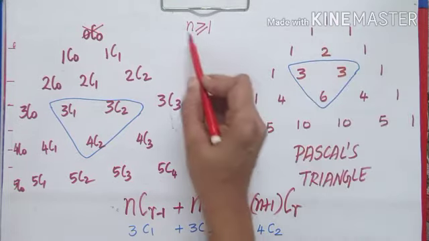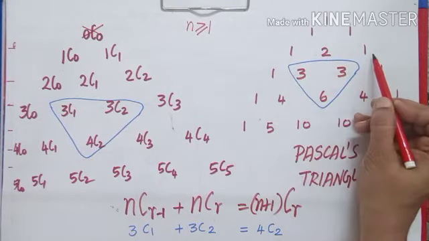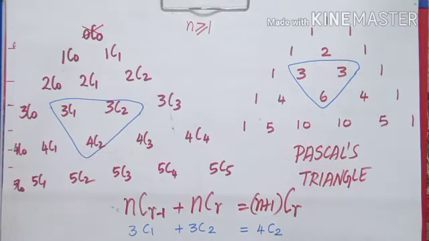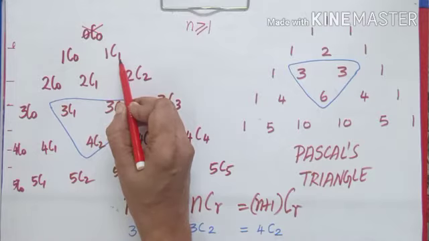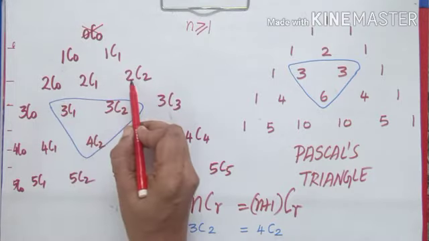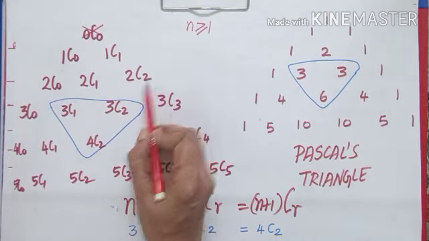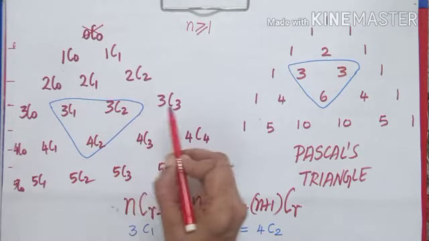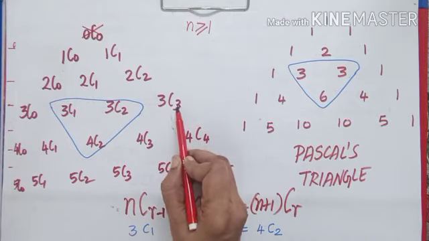The next idea, when n is greater than or equal to 1. This is n equal to 1, n equal to 2, n equal to 3, n is 4, n is 5, and so on I can write. When n is 1, that is, one student is there, I can select no student or one student. When n is 2, that is, there are 2 children, I can select 0 children or 1 child or 2 children. When there are 3, I can select 0 or 1 or 2 or 3. Can I select 4 from 3? No. So this number should be below.